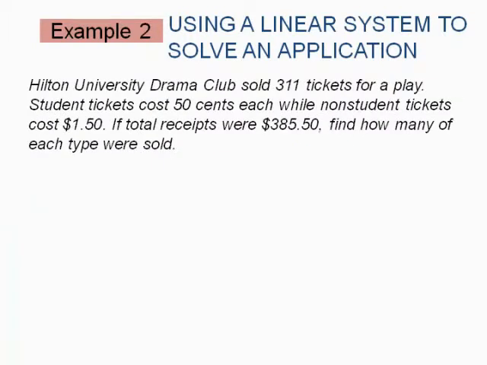All right, so you can use these things in real life, and now let's see if you can set this one up. After I read it, pause it and see if you can define some variables and set it up similar to that first example, and that's a great way to look at things as you're going through these. All right, Hilton University Drama Club sold 311 tickets for a play. Student tickets cost 50 cents each, while non-student tickets cost $1.50. If total receipts were $385.50, find how many of each type were sold.